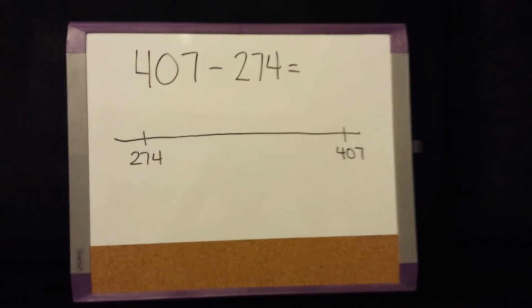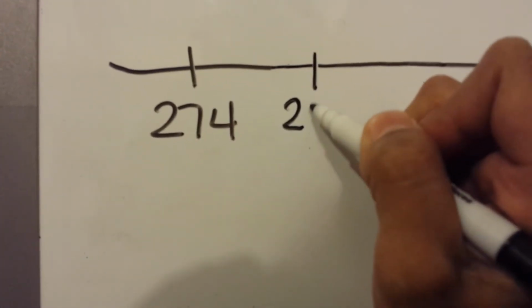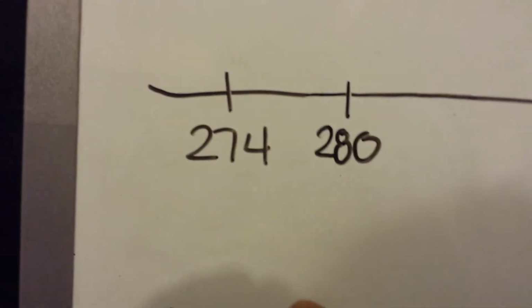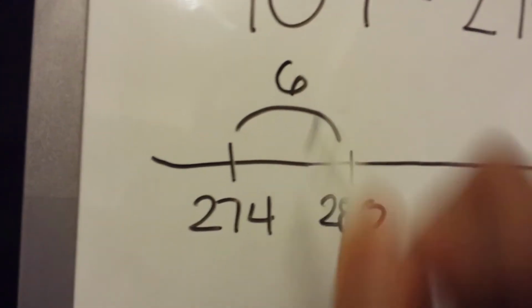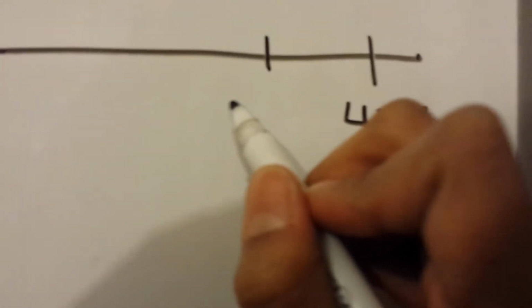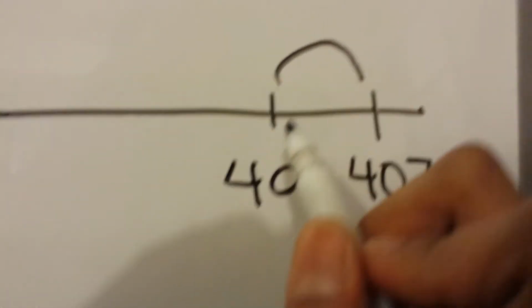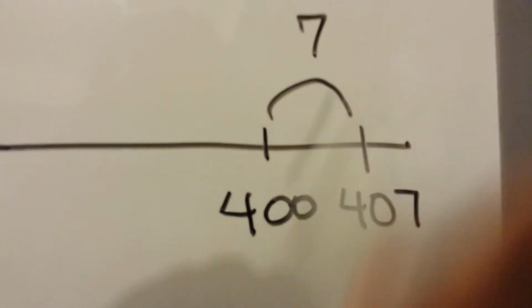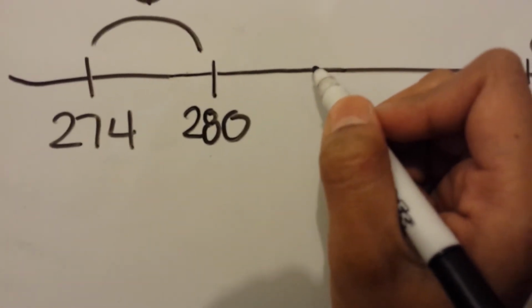Now let's look at another strategy using the number line. Looking at the number line, I know that 280 is very close to 274. It only takes 6 steps. And I know that 400 is very close to 407 as well. It only takes 7 steps to get to 407. We really are just looking at how many steps it takes to get from 274 to 407.